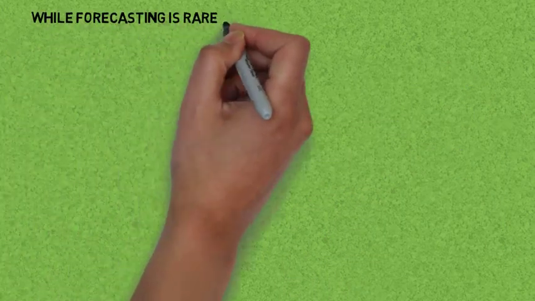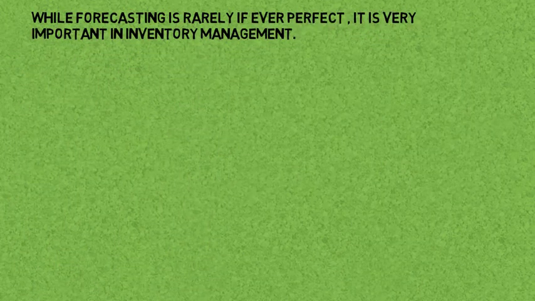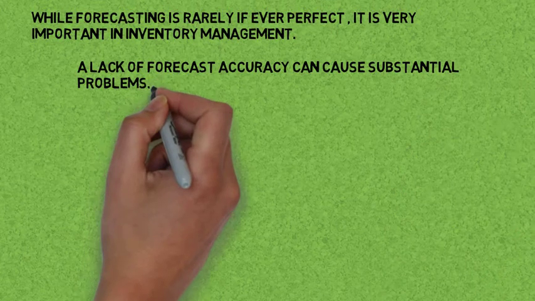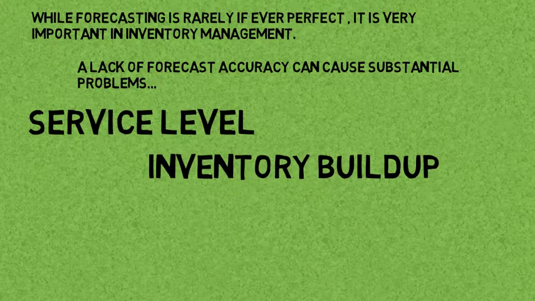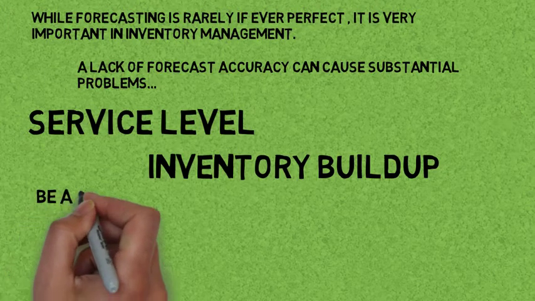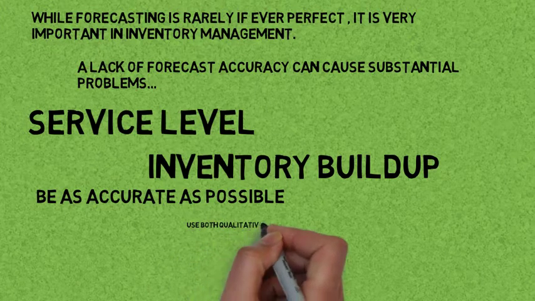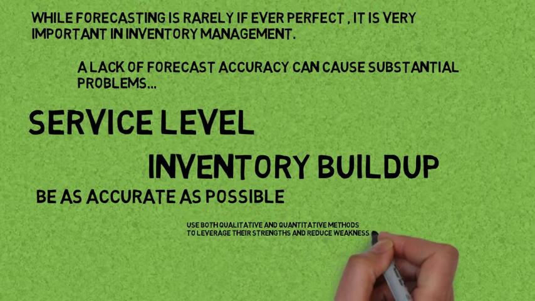As I've stated previously, while forecasting is rarely, if ever, perfect, it is very important in inventory management. As we will discuss later on, a lack of forecast accuracy can cause substantial problems in either service level or getting the product to the consumer on time, or inventory buildup, causing substantial waste and high inventory holding costs for organizations. Thus, our goal is to be as accurate as possible. In order to accomplish this, many organizations use both qualitative and quantitative methods in order to leverage their benefits and reduce the problems associated with each.